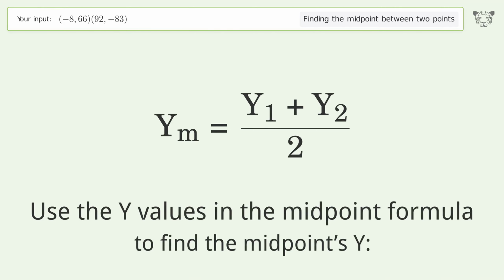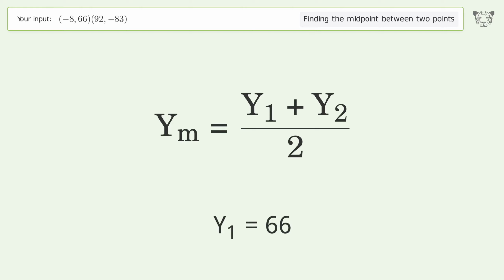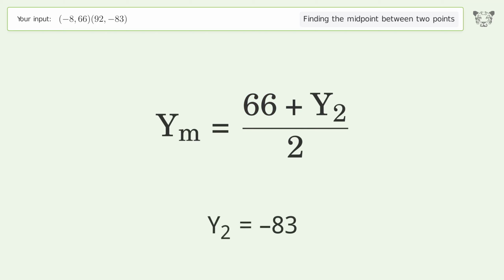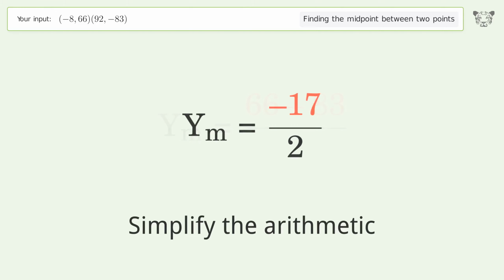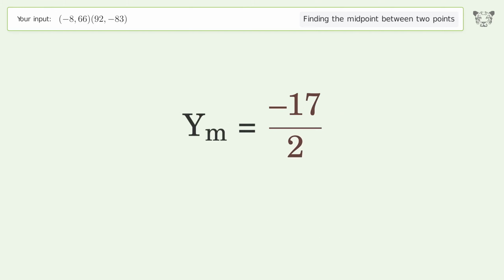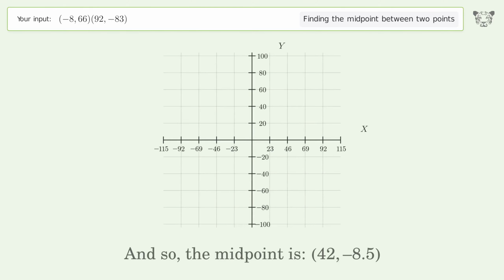Use the y values in the midpoint formula to find the midpoint's y. y1 equals 66. y2 equals negative 83. Simplify the arithmetic. And so, the midpoint is 42, negative 8.5.